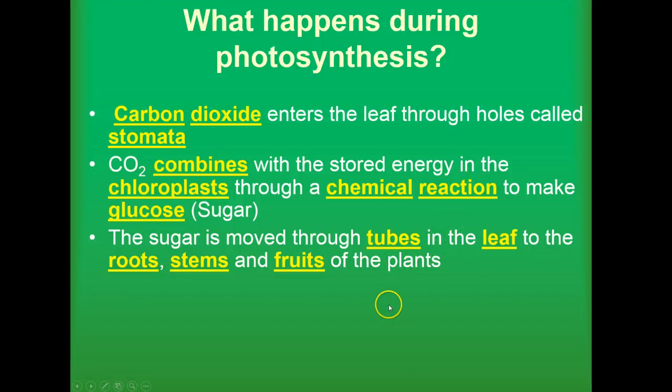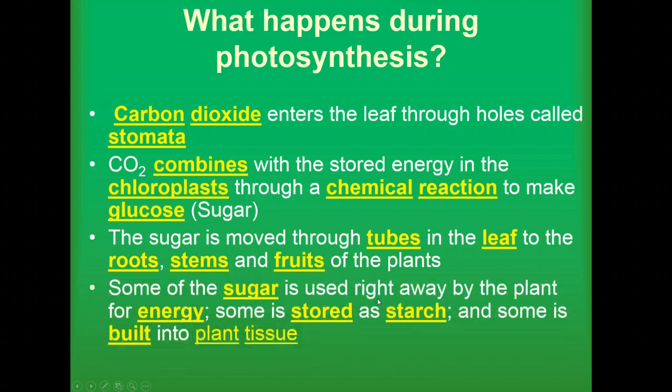So just like how human beings have a cardiovascular system that the blood travels through, there are tubes within the plants that go to the leaf, to the roots, to the stems, and to the fruit, and they have this sugar carried all throughout them. Some of the sugar is used right away by the plant for energy. Some of it is stored as starch, and some is built into the plant tissue itself. Okay.